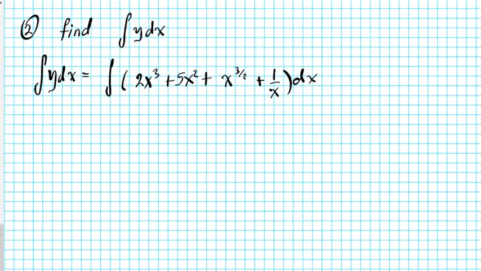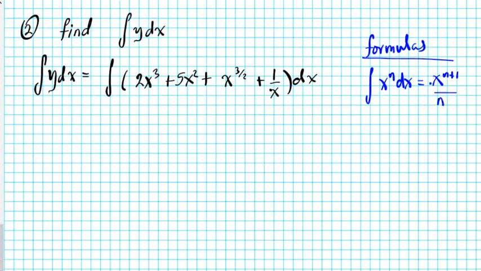So, the two rules that we're going to be using to guide our integration process, let me put it here, formulas, are 1, the power rule. The integral of x to the n dx is x to the n plus 1 over n plus 1 plus c, and the integral of 1 over x. You do not use the power rule for this. This has a special integral, which is the natural logarithm of x plus c. Okay?